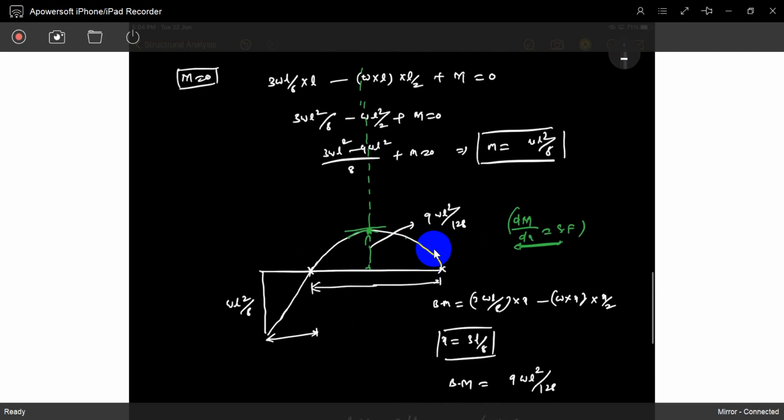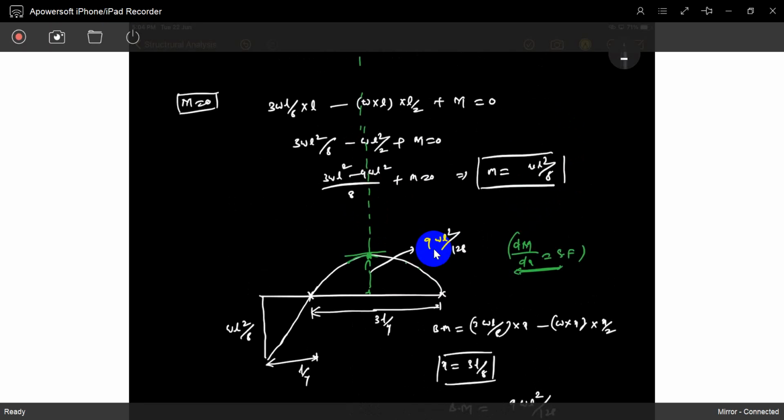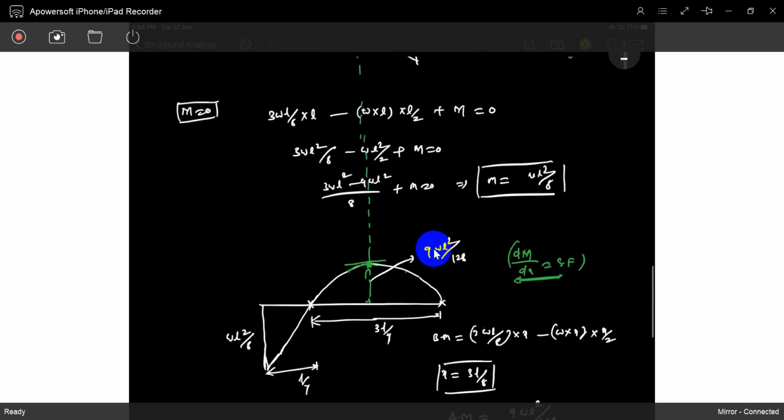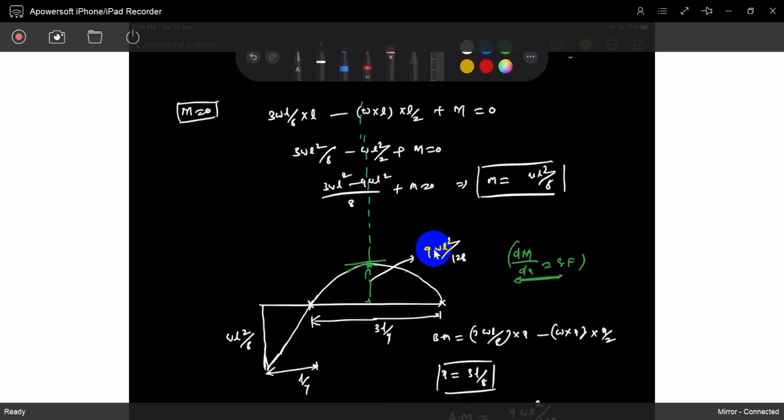So this is 3L/4 and this is L/4. At 3L/4, the bending moment is 0. Okay? The bending moment is 0. And once again I am asking, how can we draw this?